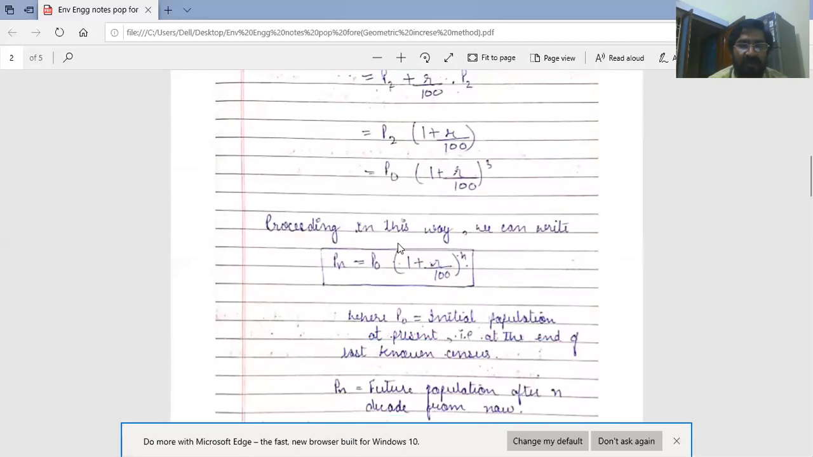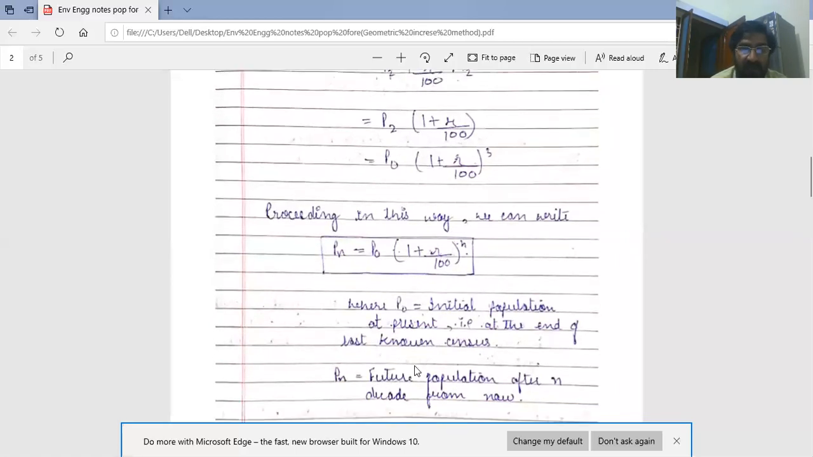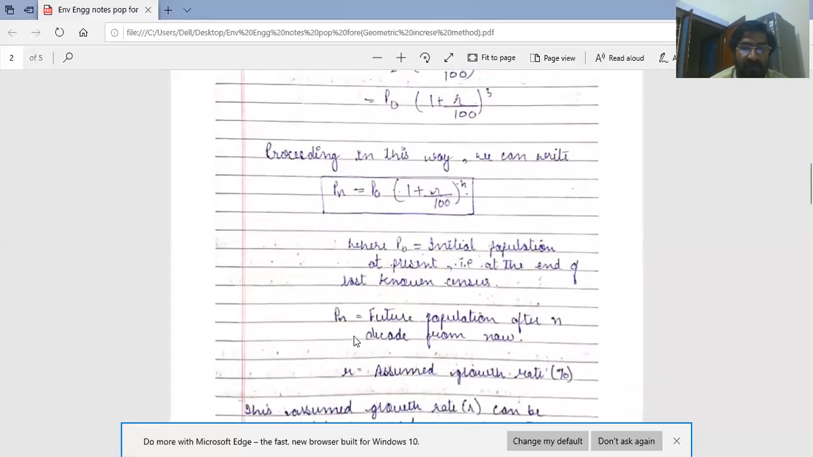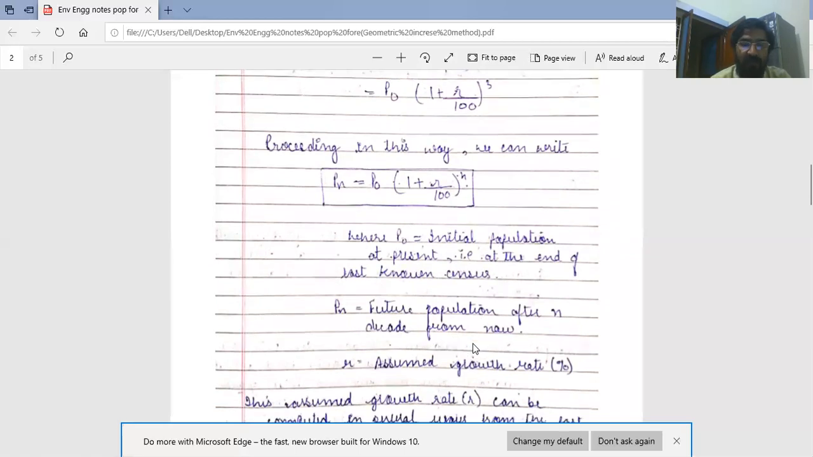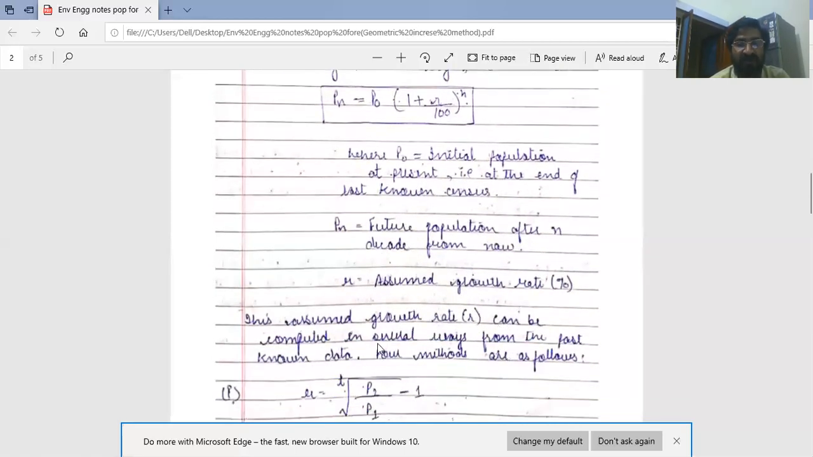Proceeding in this way, we can write Pn is equal to P0 into 1 plus R upon 100 to the power n, where P0 is equal to initial population at present, that is at the end of last known census, and Pn is equal to future population after n decades from now, and R is equal to assumed growth rate in percentage.